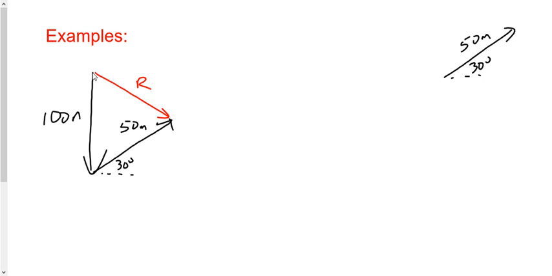We draw a triangle around that 30-degree angle. This is x, this is y. Let's find x. Okay, find the components so we can get rid of that 50 meters. Cosine 30 degrees is equal to adjacent over the hypotenuse. Let's figure out exactly what that is. 50 cos 30 is 43.301.